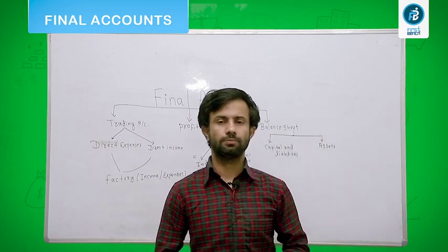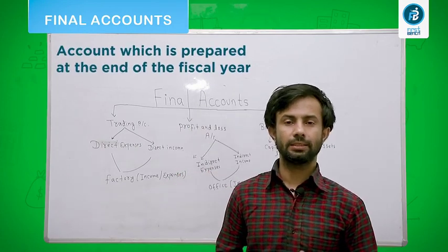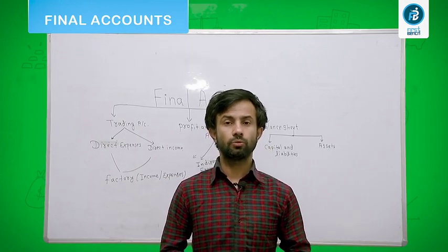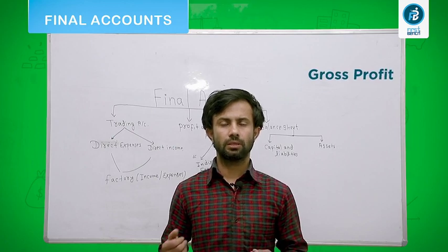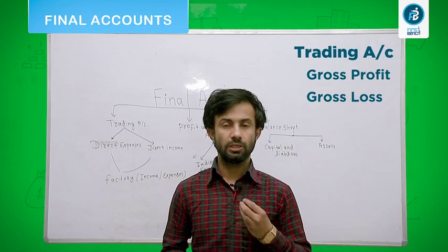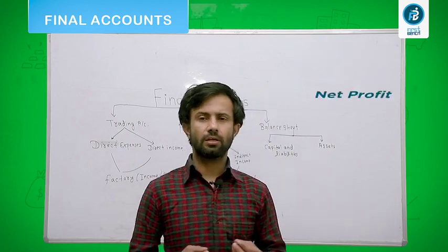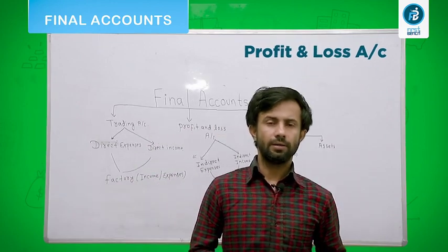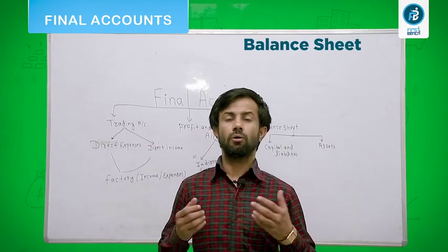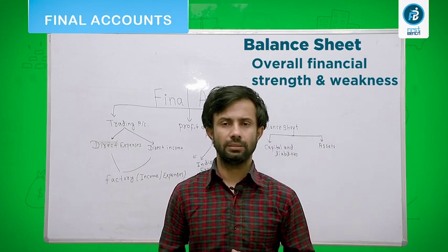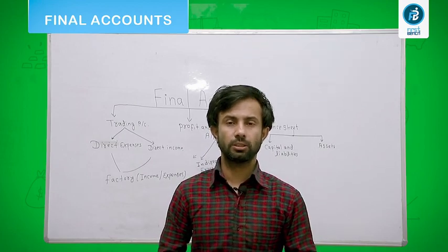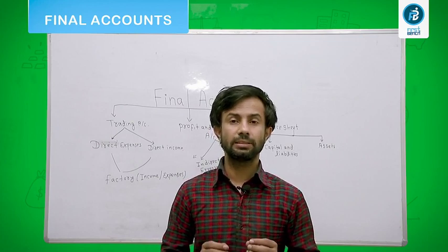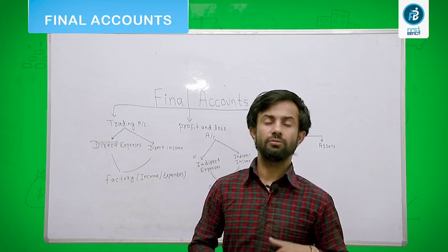Okay, final accounts means the accounts that are prepared at the end of the fiscal year. The final account is prepared to know the amount of gross profit or gross loss of the business, which is shown by the trading account, and either net profit or net loss of the business, which is shown by the profit and loss account. The balance sheet shows the overall financial strength and weakness of the company. So all these things come under the final accounts. These things show the real financial scenario of the company in different years.